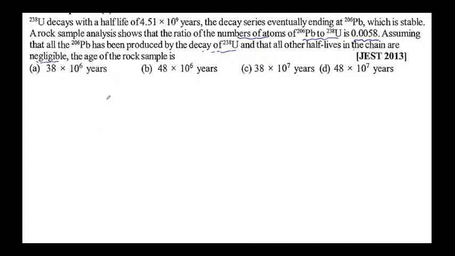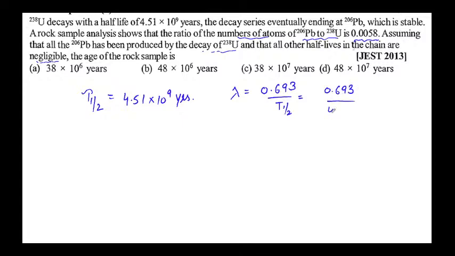Now what is given to us is the half-life of uranium, that is 4.51 into 10 raised to power 9 years. So from this we can calculate the decay constant. So lambda is equal to 0.693 over T half, so 0.693 over 4.51 into 10 raised to power 9 year inverse.